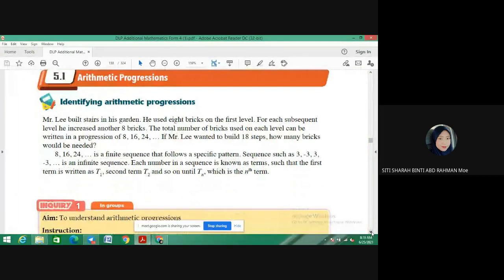Given here, look at this one. Mr. Lee built stairs in the garden. He used 8 bricks on the first level. For each subsequent level, he increased by another 8 bricks.